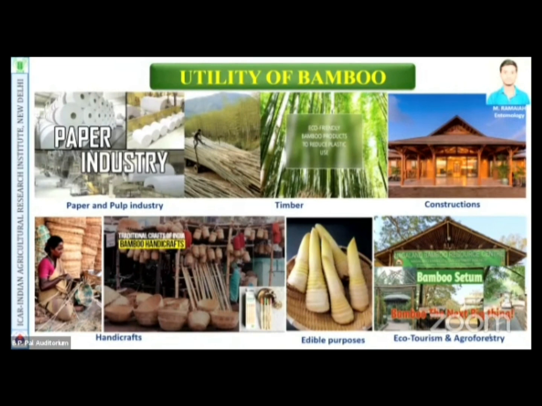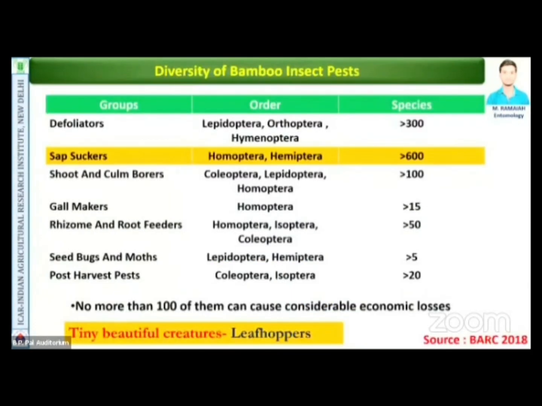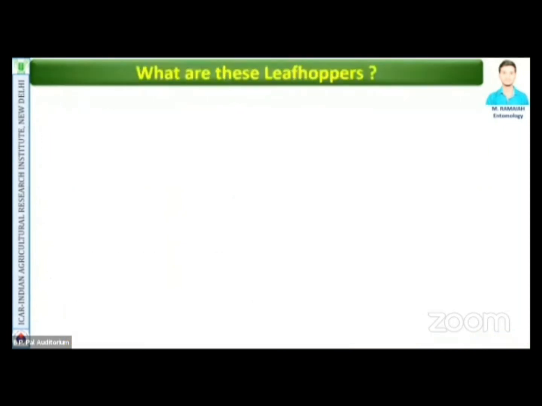These bamboos are threatened by many biotic and abiotic stresses. Within that, insect pests of bamboo are the major ones, starting from defoliators up to root feeders. If you see the diversity of bamboo insect pests, there are more than 600 species of Hemiptera. Within the Hemiptera, there are tiny beautiful creatures created by God called leafhoppers.